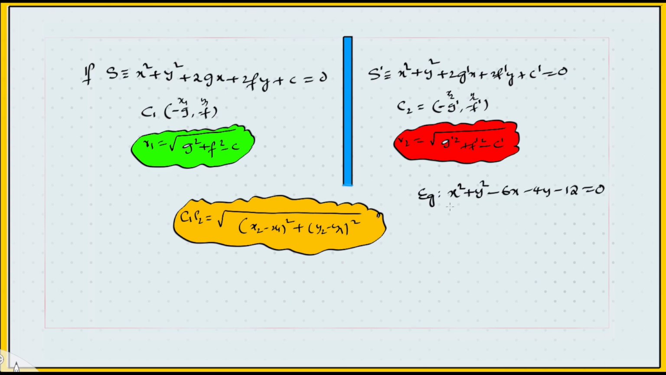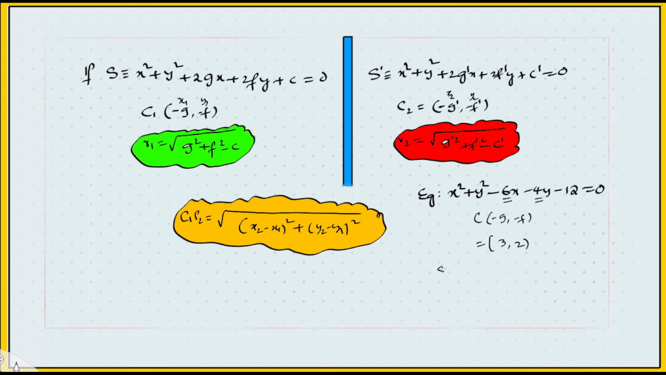For example, we have one circle, that is S. The general form of S is x square plus y square plus 2gx plus 2fy plus c equals 0. So how to find the center? Center formula is minus g, minus f: half of the x coefficient and half of the y coefficient with opposite sign. X coefficient is how much? Minus 6. Half of minus 6 is plus 3. We have to change the sign also. And half of minus 4 is plus 2. Therefore our center C1 is (3, 2).